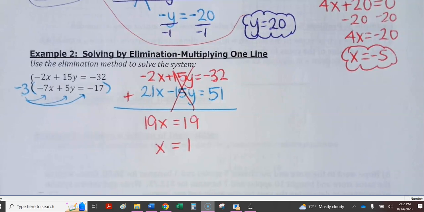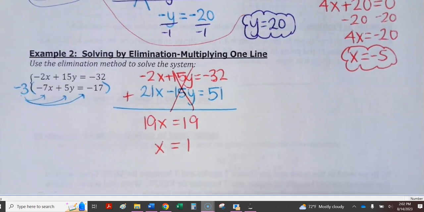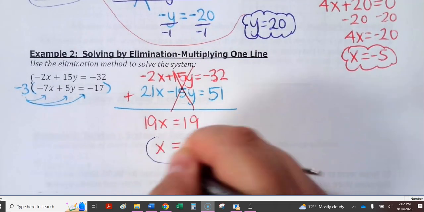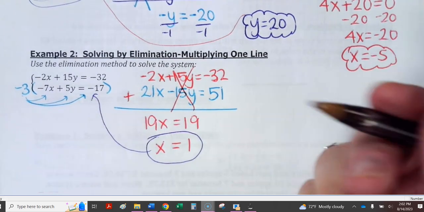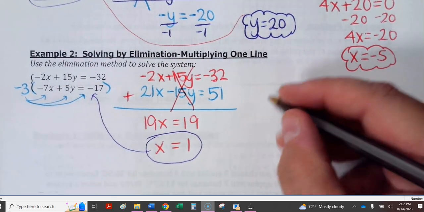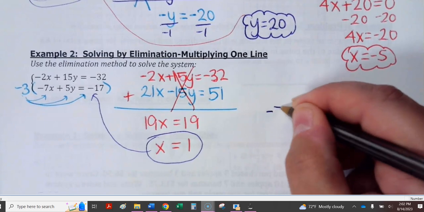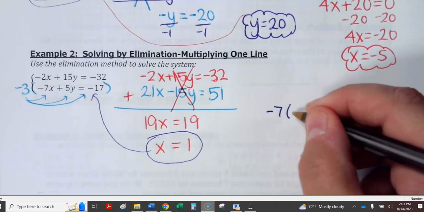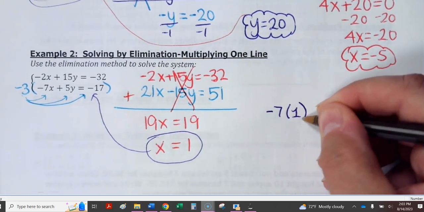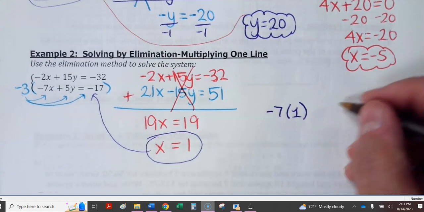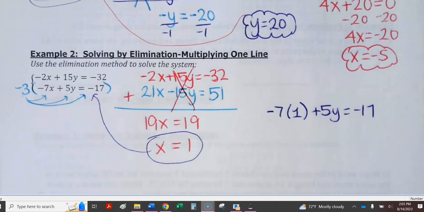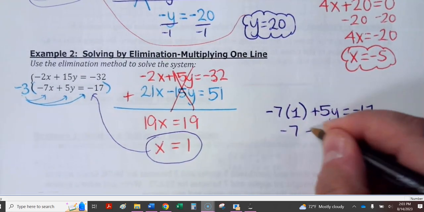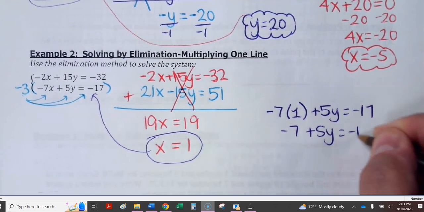Again, very much up to you, whichever one you want to use. You can plug this into any one of the equations in the system. I usually try to pick one with maybe the smaller coefficients just so it's less work. So I'm going to plug it into that second line in the original problem. It's negative 7 times x. I'm just going to put my x value in there, which is 1, plus 5y equals negative 17. So I got negative 7 plus 5y equals negative 17.